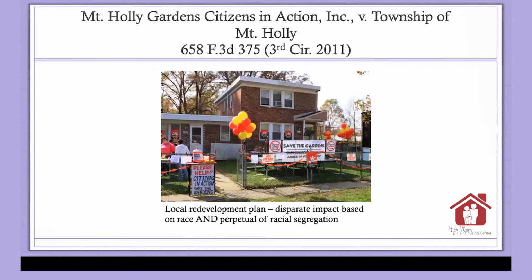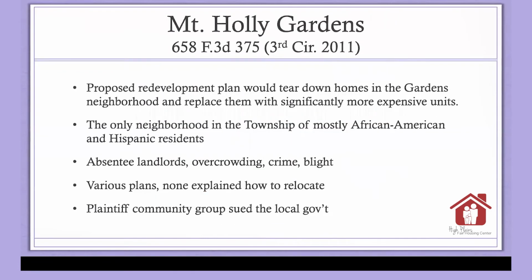Another case with similarities to Huntington involved a local redevelopment plan, and the claims made here were disparate impact based on race and perpetuation of racial segregation. In this case, there was a proposed redevelopment plan that would tear down homes in one particular neighborhood, the Gardens neighborhood, and replace them with significantly more expensive units. And that was according to the township's redevelopment plan.